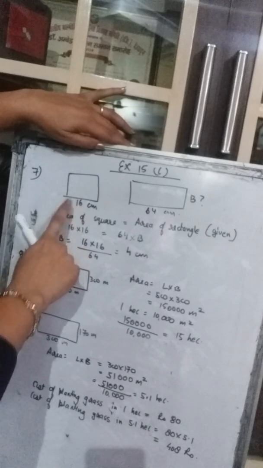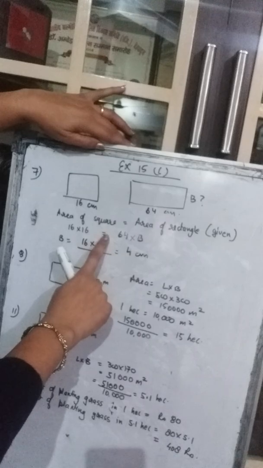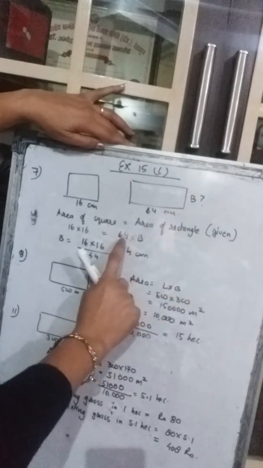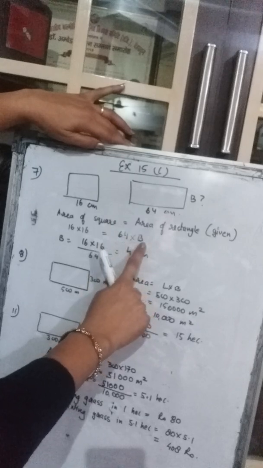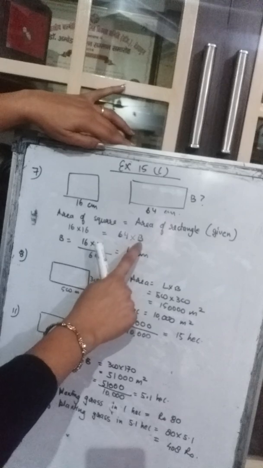So what is the area of the square? Side into side. So write 16 into 16. It should be equal to, what is the area of the rectangle? Length into breadth, 64 into b. We do not know b, let it be b only. So we will find out the value of b from here.